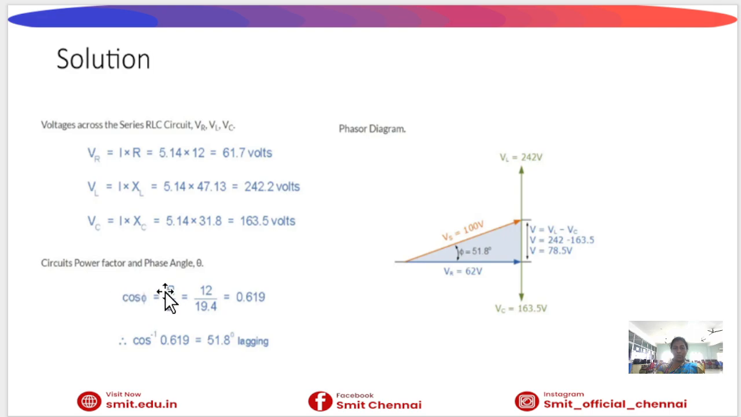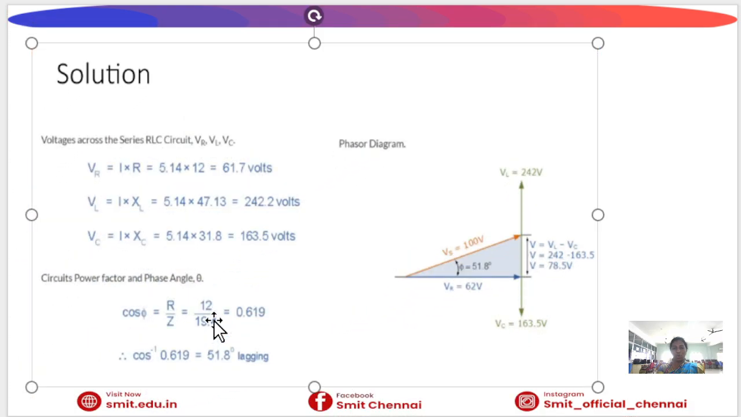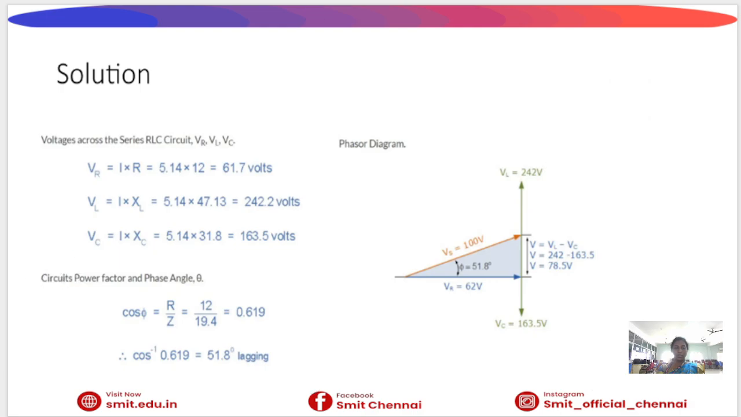Then we find the power factor and phase angle. The formula is cos phi is equal to R by Z. First we find the value of R by Z, and then phi is equal to cos inverse of that value. The value comes to 51.8 degrees, in the lagging phase. So this is the example problem for the RLC circuit.